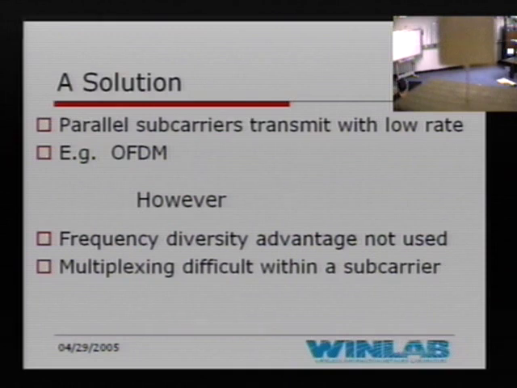And also, multiplexing is difficult in a subcarrier. Suppose I want to put the information of 2 different people over the same subcarrier, it's difficult. And such a situation may arise if we consider 2 users who are in 2 adjacent cells sharing the same OFDM tones. So it sounds like a general answer to Leo's question.